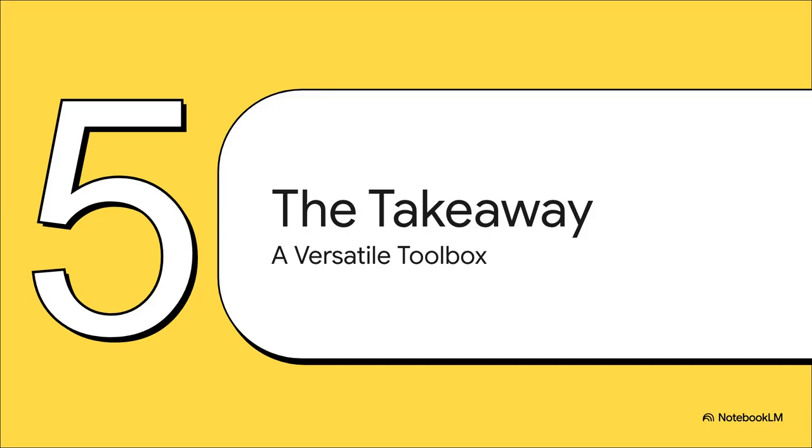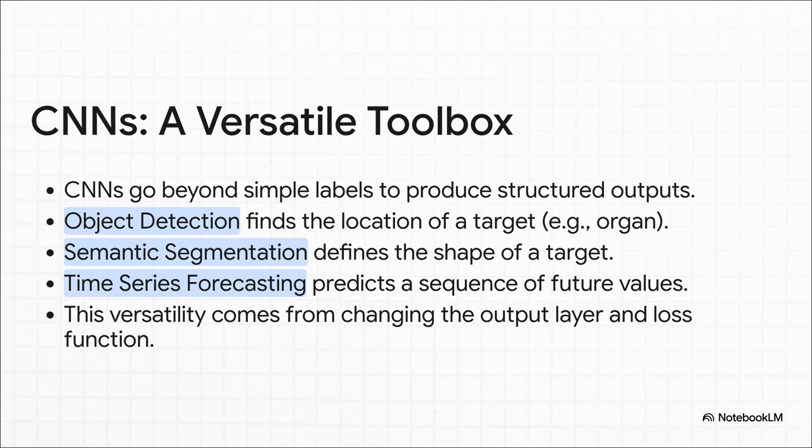All right, so what's the big takeaway here? It's that convolutional neural networks are definitely not a one-trick pony. They are an incredibly versatile and powerful foundation you can build almost anything on top of. It's all about changing their final layers and picking the right teacher, that loss function we talked about. By doing that, we can turn a simple classifier into a detector that finds an object's location, a segmenter that defines its precise shape, or even a forecaster that predicts a sequence of future events. It's an amazing, flexible toolbox for solving a huge range of complex problems.